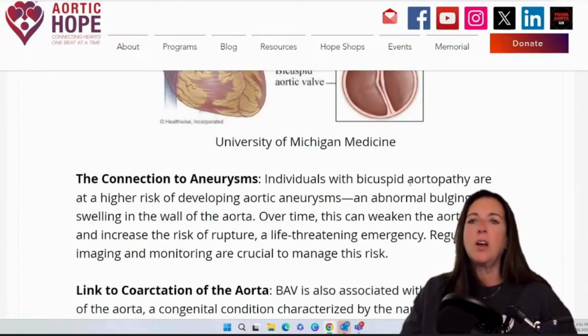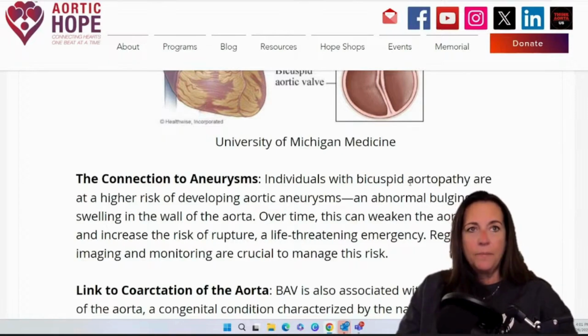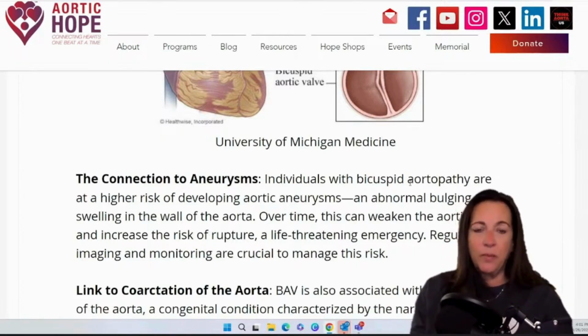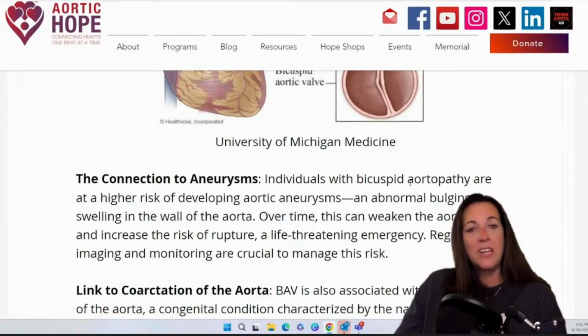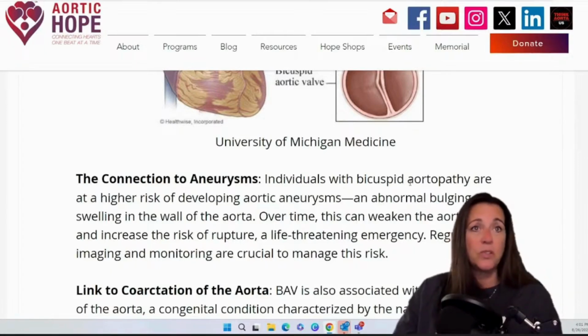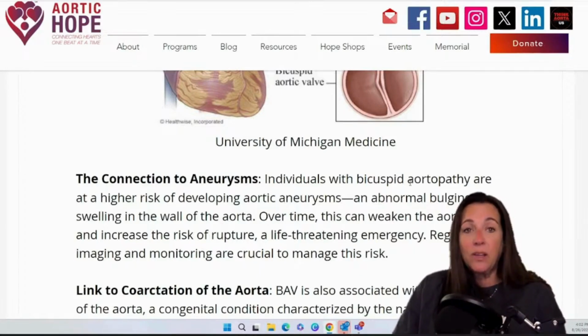All right, so let's talk about the connection to aneurysms. When you have bicuspid aortopathy, you're at higher risk of developing an aortic aneurysm. You are, because it has 2 leaflets. I don't really know how that impacts it and why, but you just are, and that's what's important to know. An abnormal bulging or swelling in the wall of the aorta, remember, is what an aneurysm is. Over time, that bulge caused by a bicuspid aortic valve can weaken the aortic wall, which increases the risk of rupture, which would be a life-threatening emergency.